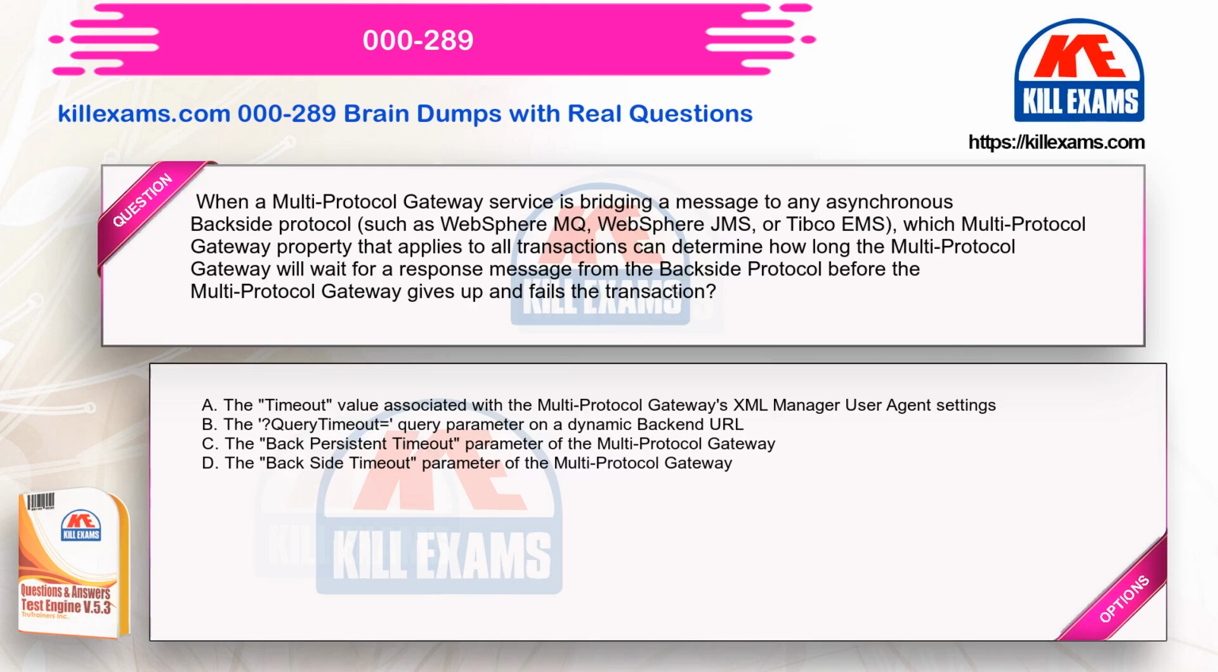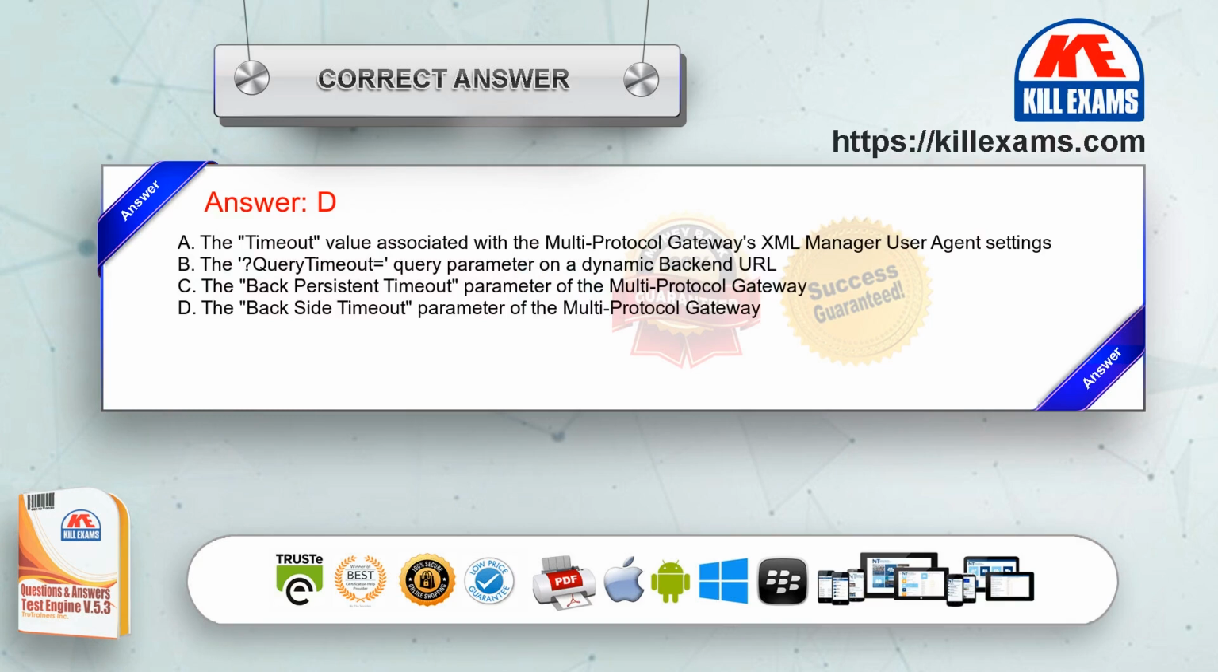Option A. The timeout value associated with the multi-protocol gateway's XML manager user agent settings. Option B. The ?Timeout= query parameter on a dynamic backend URL. Option C. The back persistent timeout parameter of the multi-protocol gateway. Option D. The backside timeout parameter of the multi-protocol gateway. The correct answer is option D.